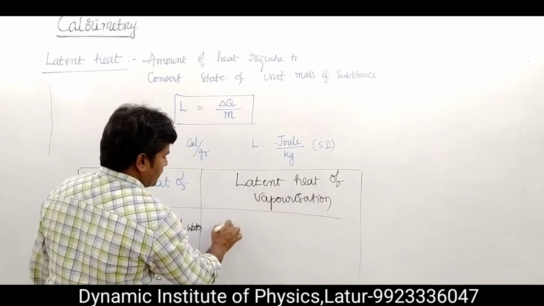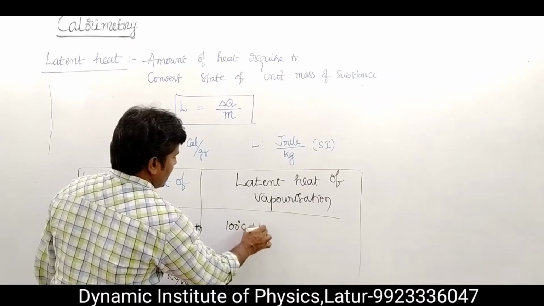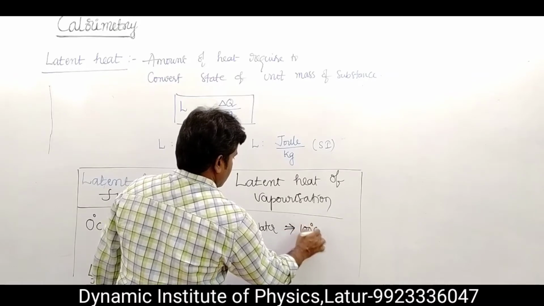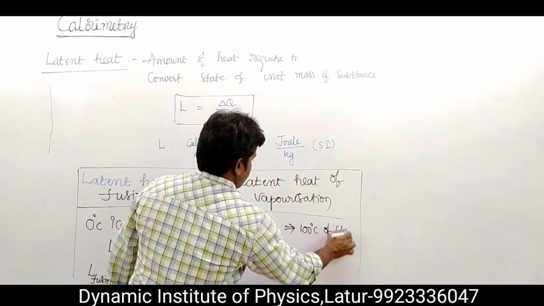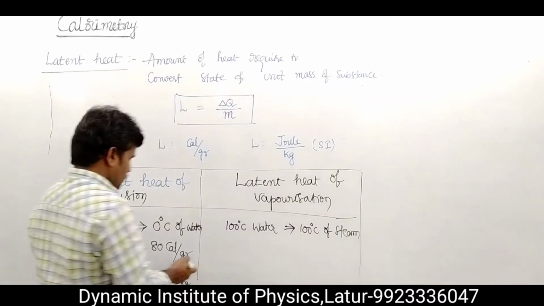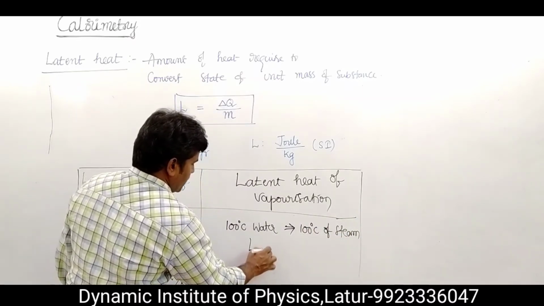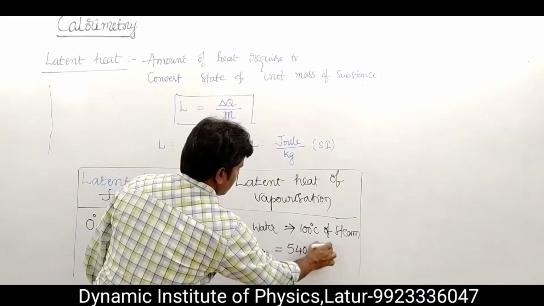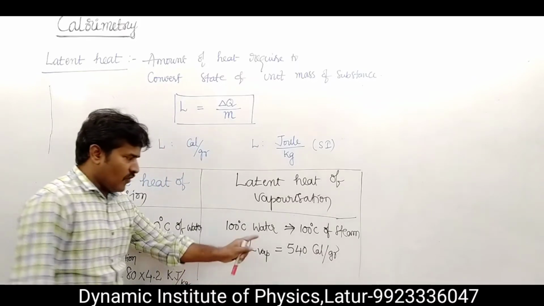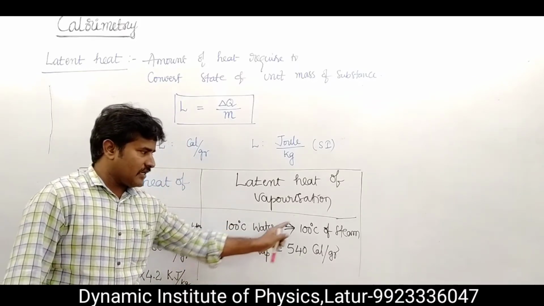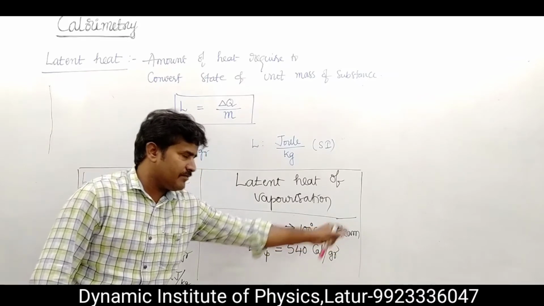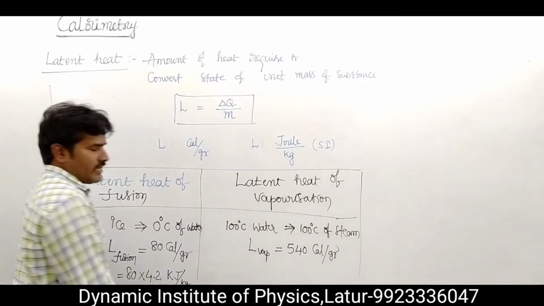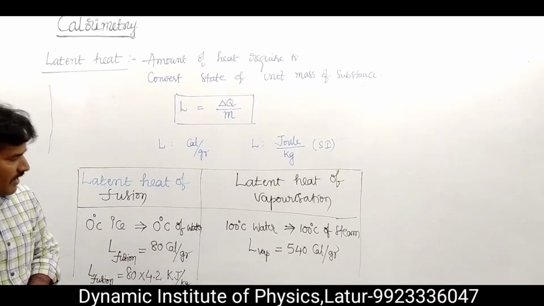Again, latent heat of vaporization. Water at 100 degrees Celsius converted into steam at 100 degrees Celsius is called latent heat of vaporization. It is 540 calorie per gram. That is, 1 gram of water at 100 degrees centigrade converted into 1 gram of steam at 100 degrees centigrade requires 540 calorie of heat.